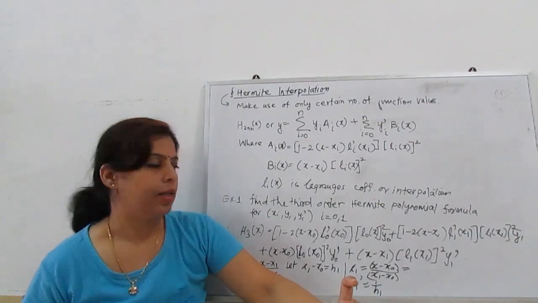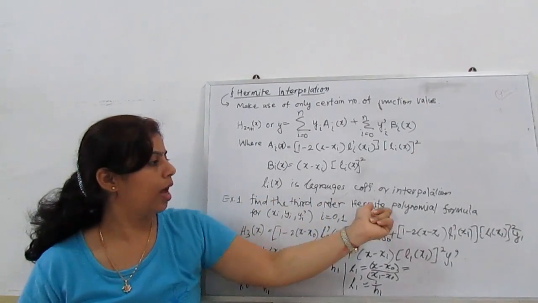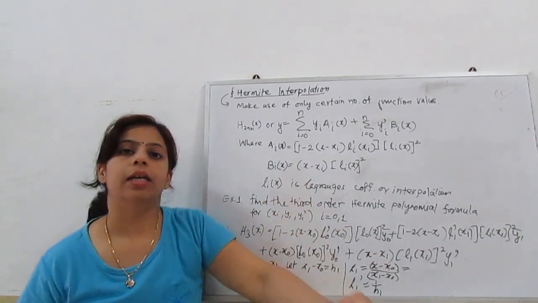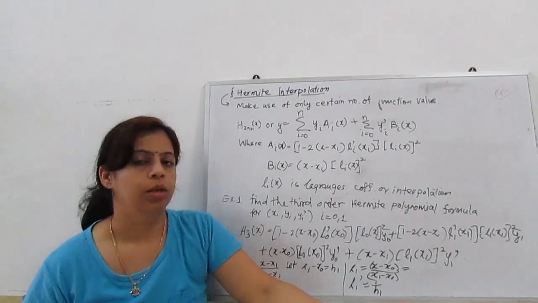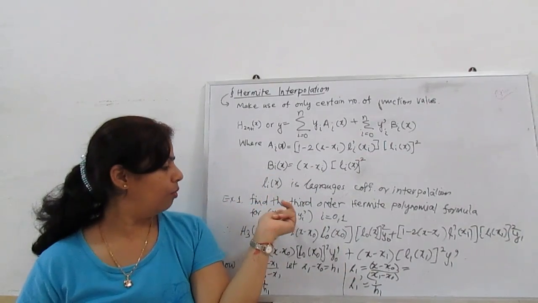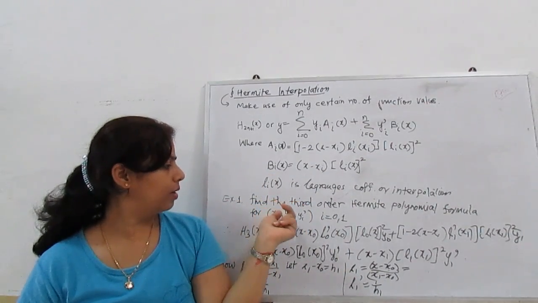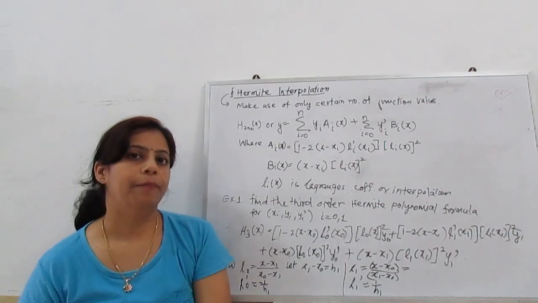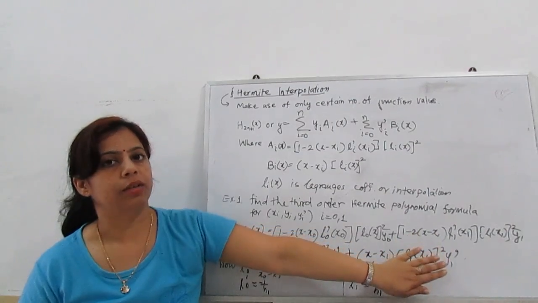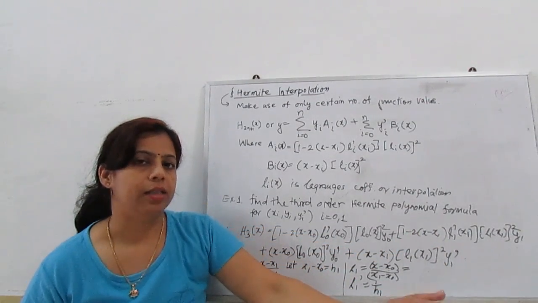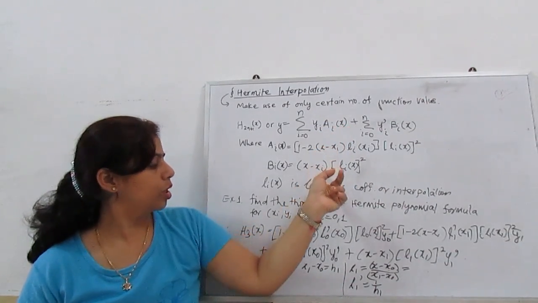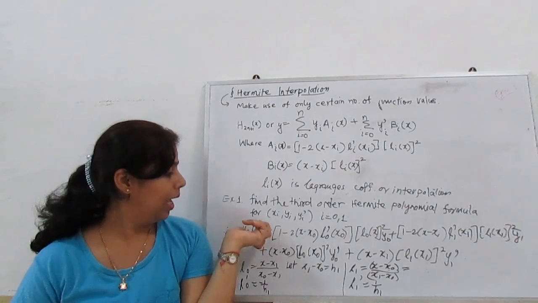So first, very basic: find the third order Hermite polynomial formula for xi, yi, yi dash, where i is 0, 1. So there are 2 points, i is 0 and 1, meaning x0 y0 y0 dash, x1 y1 y1 dash. If they are given, then what is our Hermite formula or Hermite polynomial equation for finding the values of the function? So proceed with this, substituting these values, H3(x).